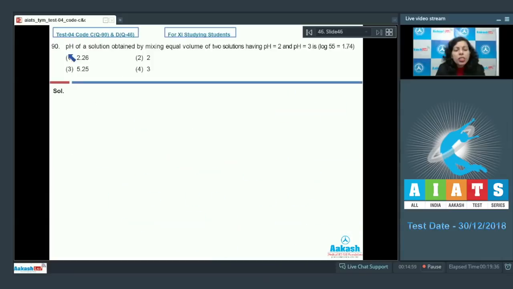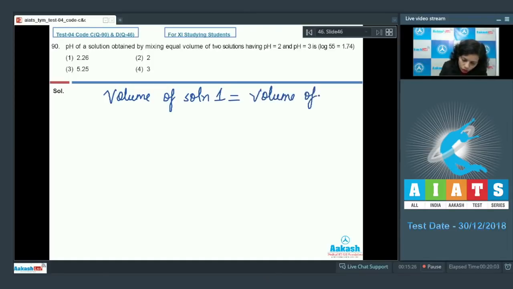Let's take the next question. Question number 90. This is the last question of the chemistry section. The pH of a solution obtained by mixing equal volumes of two solutions having pH 2 and pH 3 is, and log 55 is also given here, with the value 1.74. Say the volume of solution 1 is equal to the volume of solution 2. As per the question, both of these are equal and we have just assumed these are V.